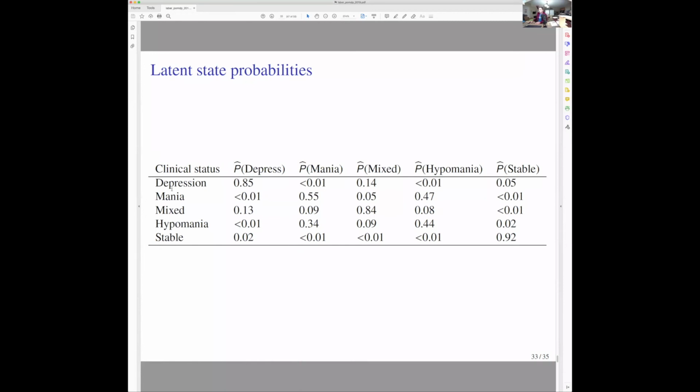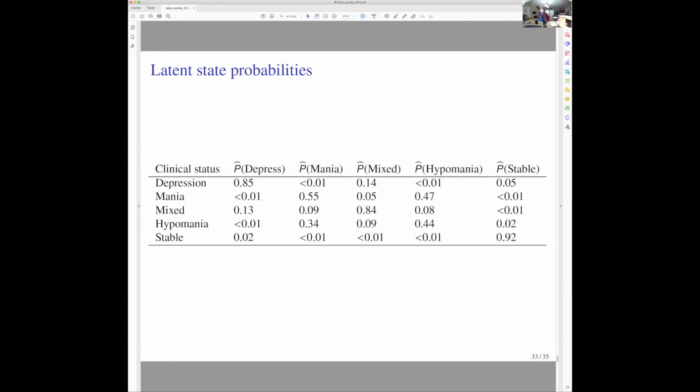And so here we have, going across the rows, the status that the clinician thought the patient was in based on this extensive inventory. And then in the columns, we have the estimated probability the patient was in those states. And so what you see is if we look at depression, we have agreement of 85%. If we look at mixed, it's 84%. If we look at stable, it's 92%. But if you look at mania and hypomania, you see that the agreement's only about 50% or 44%.